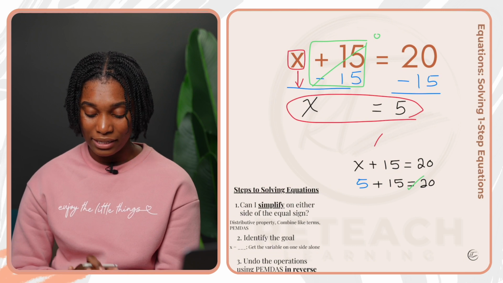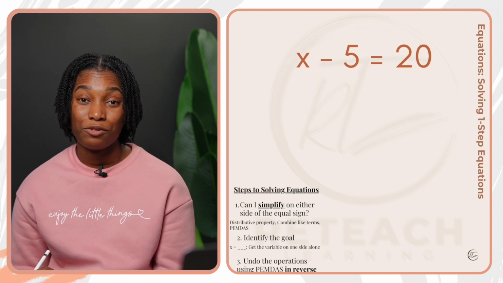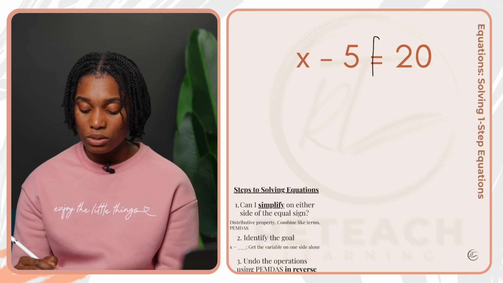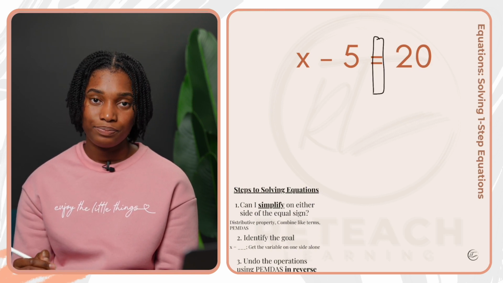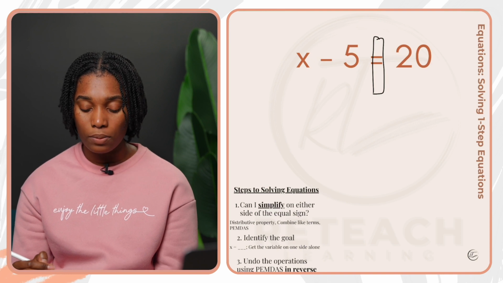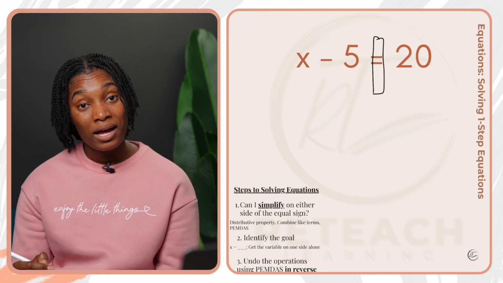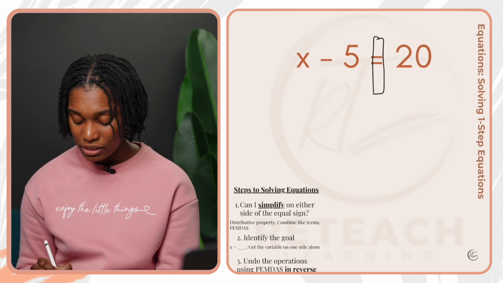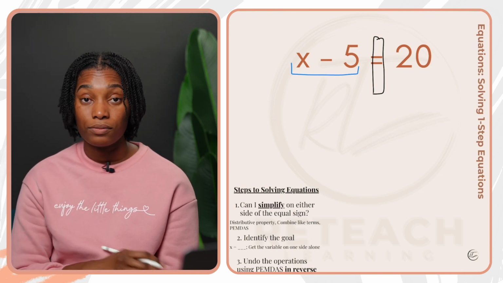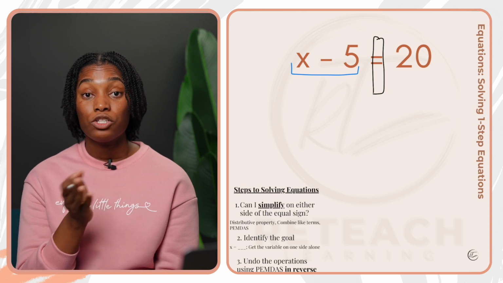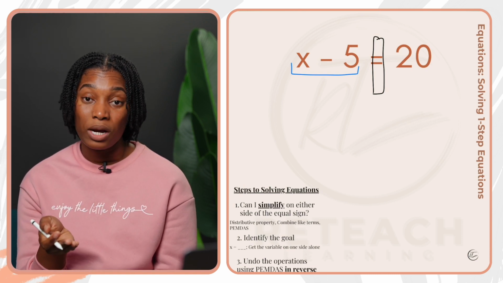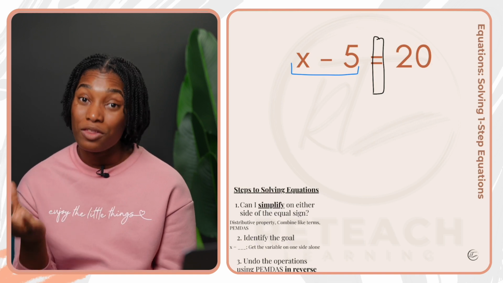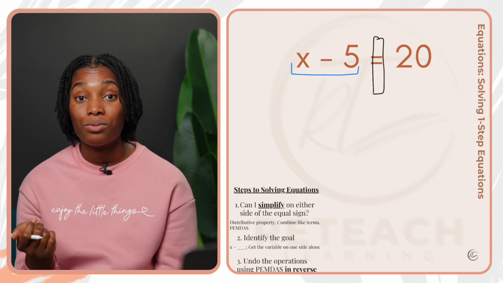Now we had addition. What happens when I'm subtracting something from x? Okay, let's take a look. Same process. Pretend like the equal sign is a wall for a second. Let's see, can we simplify on either side of our equal sign first? If I look at the left-hand side, I have x minus 5. If I'm subtracting terms, they have to be alike. Are they alike? The answer is no, they're not alike.